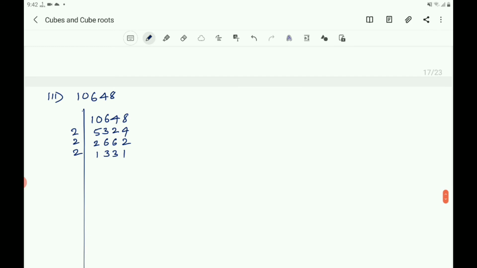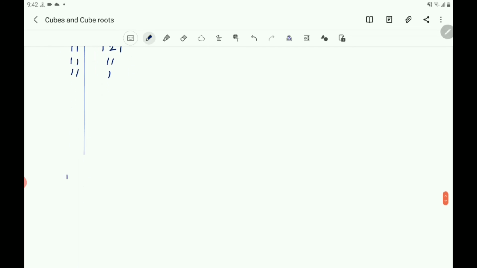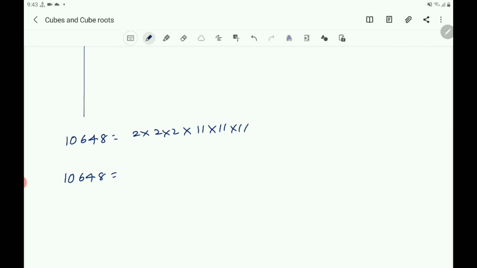1331 you got. You know that it is divisible by 11. Directly you divide by 11. 11 1s are 11, 11 2s are 22, 11 1s are 11, 11 11s are 121, 11 1s are 11. So you got 3 times 2 and 3 times 11. Then you write 10,648 equals 2 into 2 into 2 into 11 into 11 into 11. That is 10,648 equals, here you make the group of triplets, 2 into 11 whole cube.